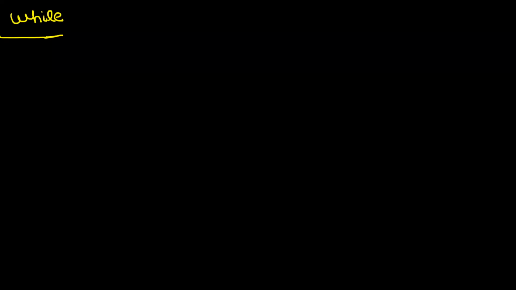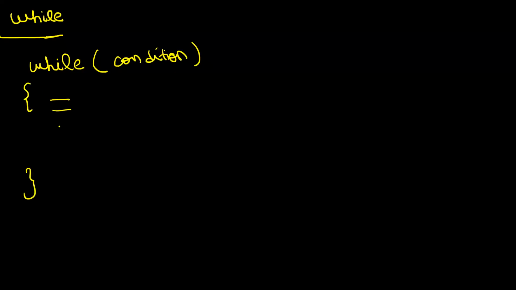Okay. So while loop, right? What is the basic structure or syntax of a while loop? Pretty simple. While, within parentheses, you write a particular condition. And then put curly braces, write whatever you want to write inside the loop. As simple as this.